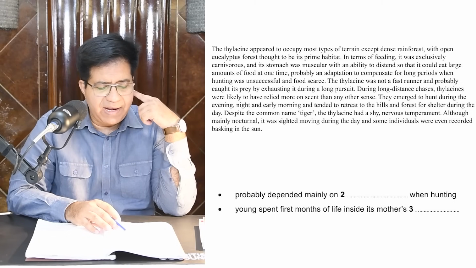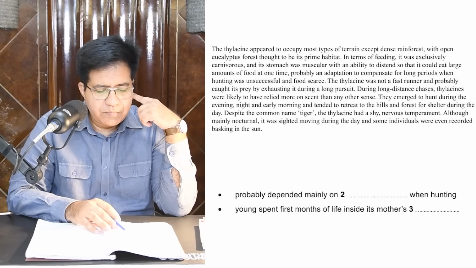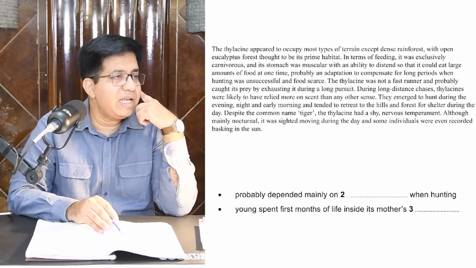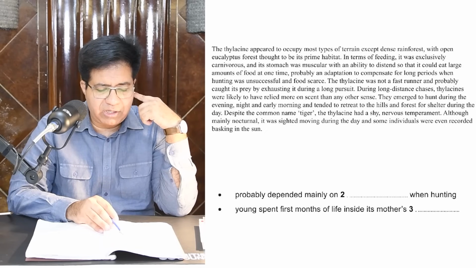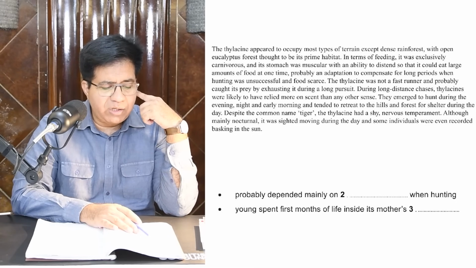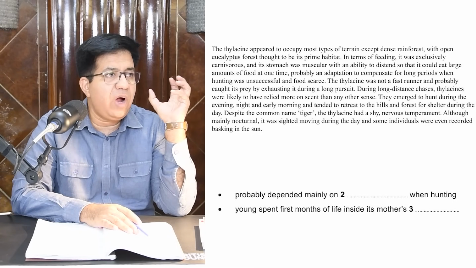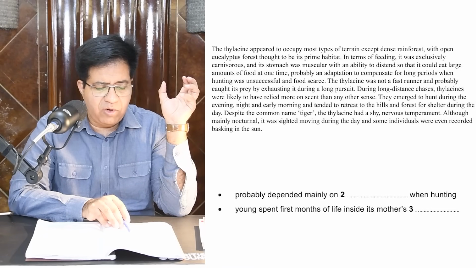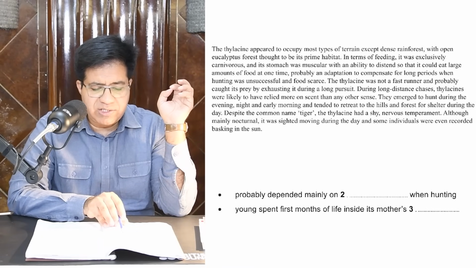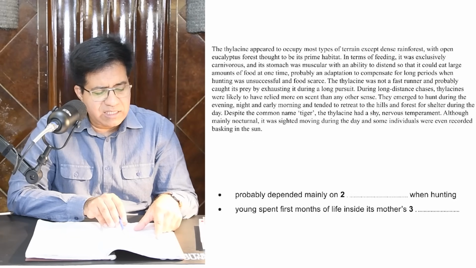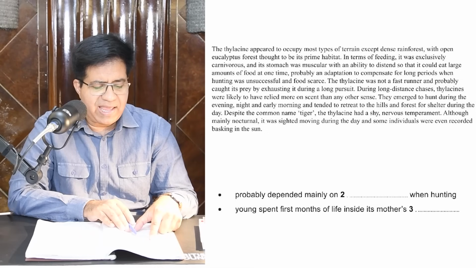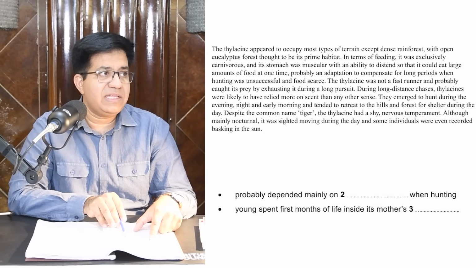So it's second paragraph. Can you see the word? The thylacine was not a fast runner. Fifth line. Second paragraph, fifth line. Thylacine was not a fast runner and probably caught its prey. Now, prey is related to hunting. P-R-E-Y, prey. By exhausting it during a long pursuit. During long distance chases, thylacines were likely to have relied more on scent than any other sense.